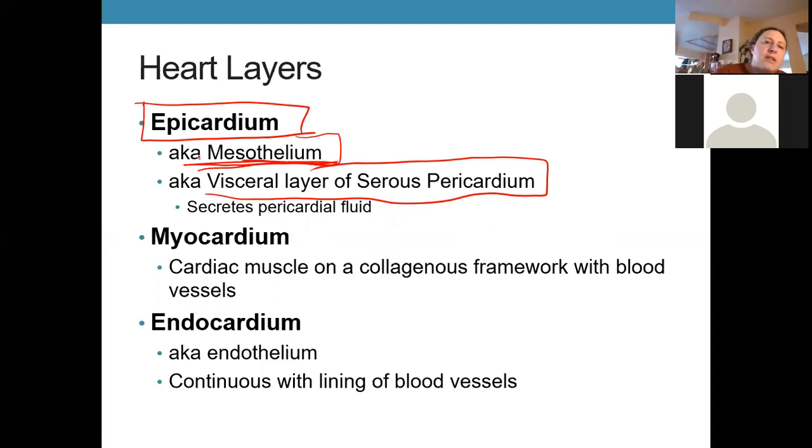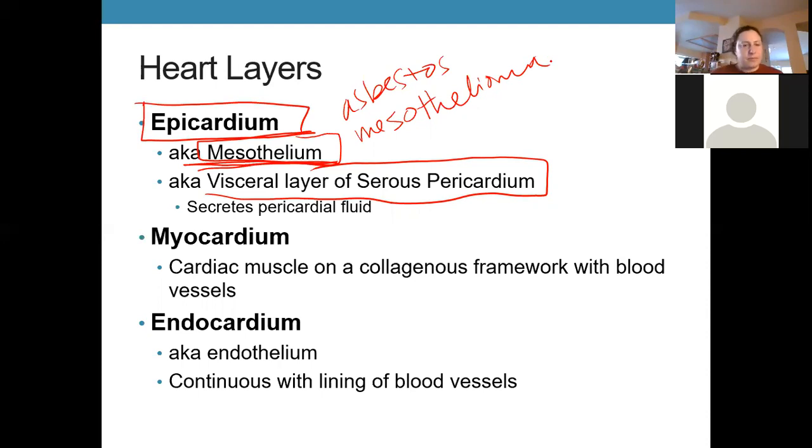Now, it being called mesothelium, it shares that with the visceral layer around the lungs, which we'll talk about not too long from now. And so if you've heard about asbestos exposure putting you at risk for mesothelioma, this is the type of tissue that actually becomes cancerous after exposure to asbestos, although it's more the lung one. So anyway, that's the epicardium. So the epicardium and the visceral layer of the serous pericardium, same exact tissue.